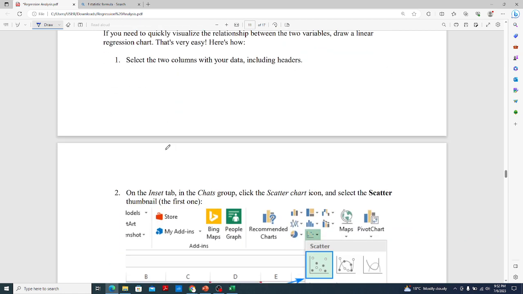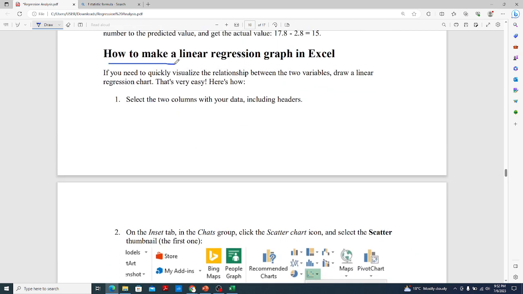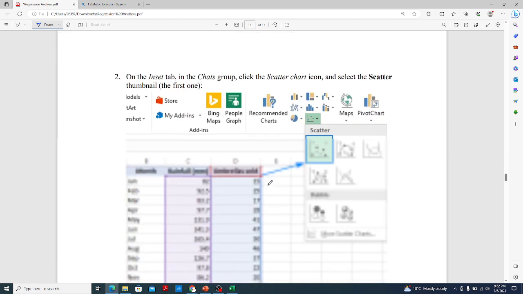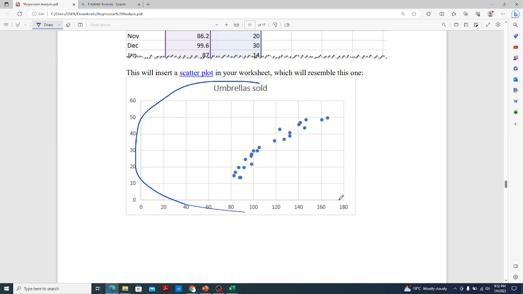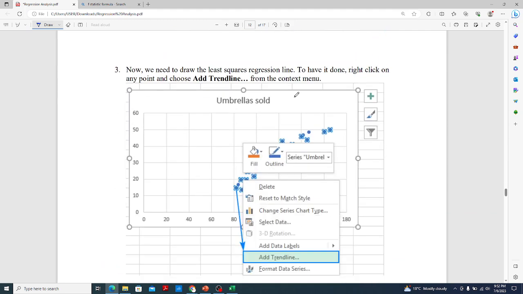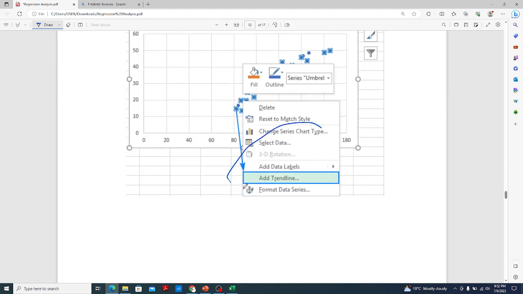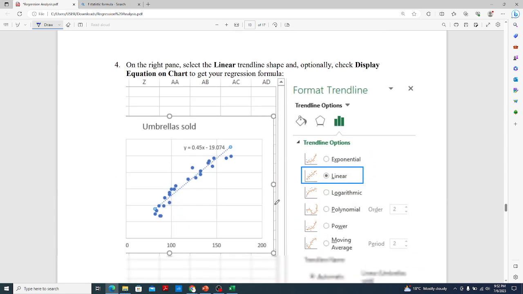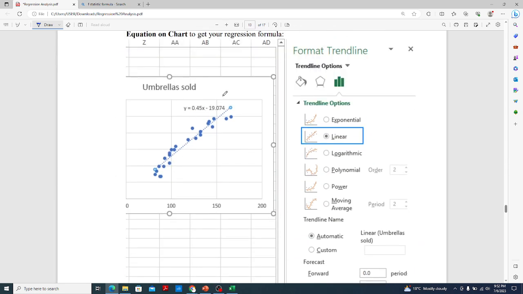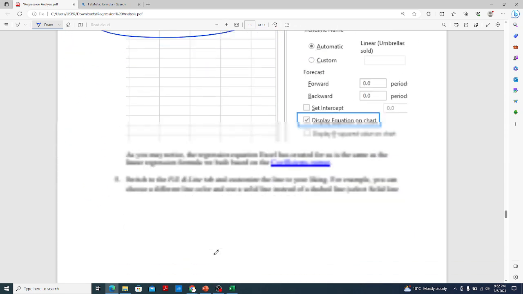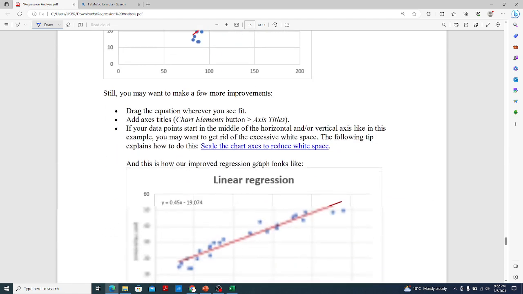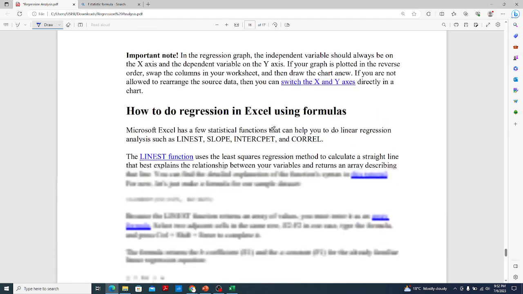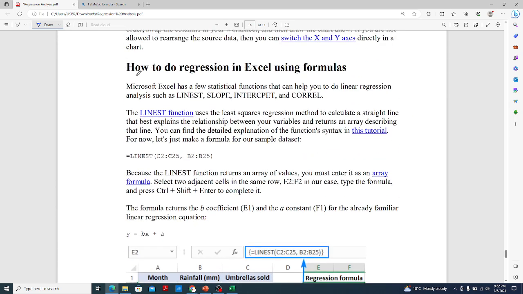Okay, then we have how to make a linear regression using the graph. Also, we discussed this. Remember, we also did this. We also did this. So the last method, so that we may close on the topic.